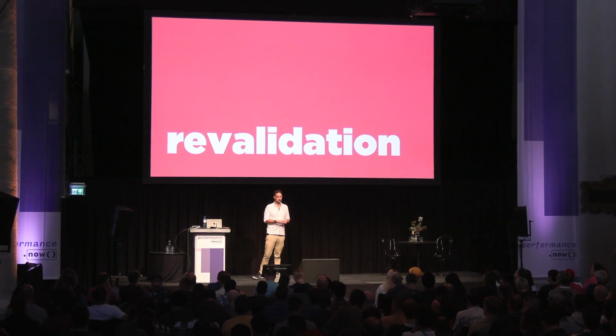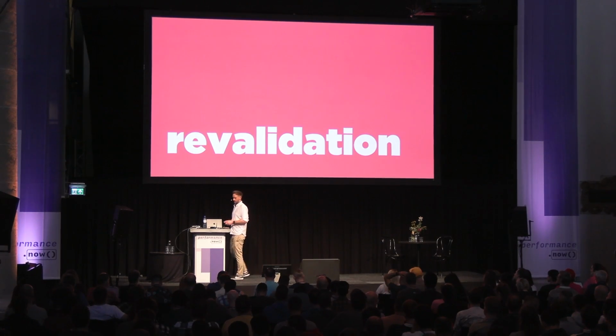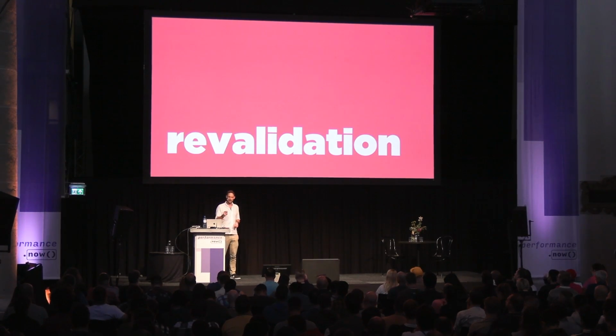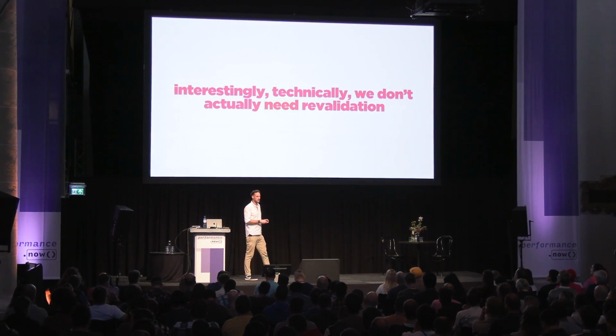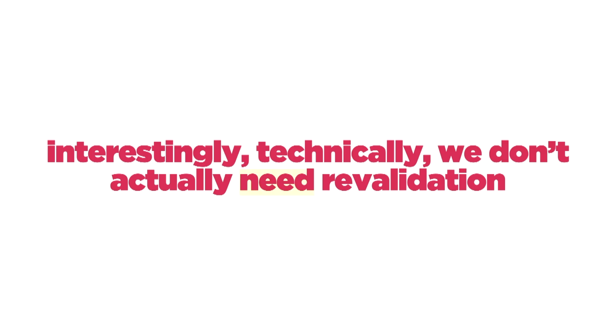We now need to solve revalidation. What do we do after that file's gone out of date? What do we do after that file's gone stale? Technically, quite interestingly, we don't actually need revalidation. What we could do is just be wasteful and say, right, well, this file's max age is expired, so we'll just go back to the origin and re-download the file regardless of if it's changed or not.